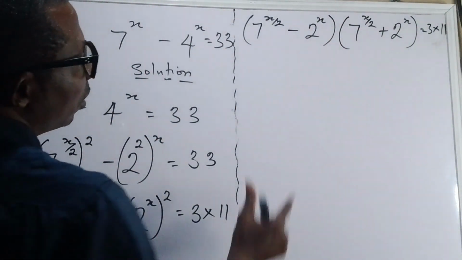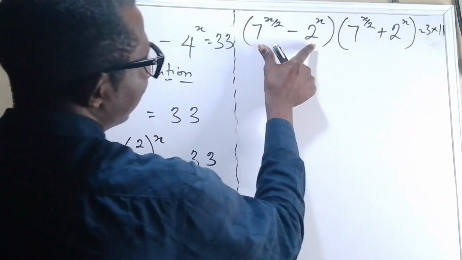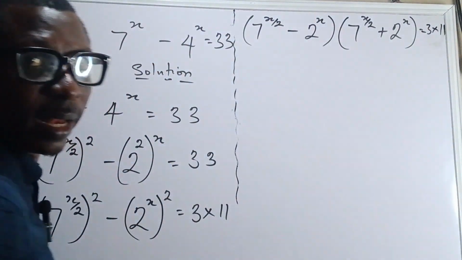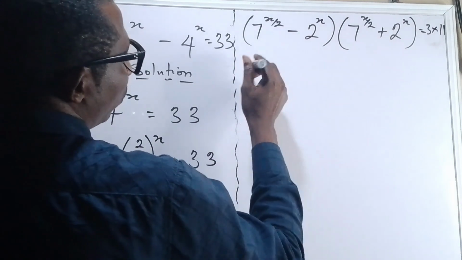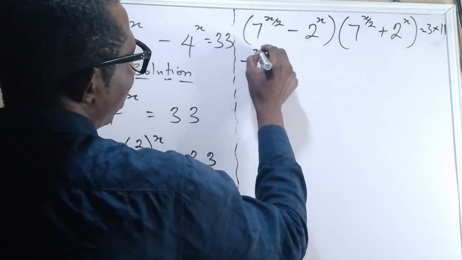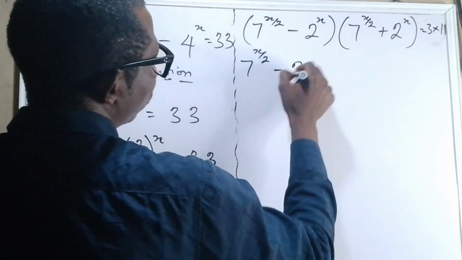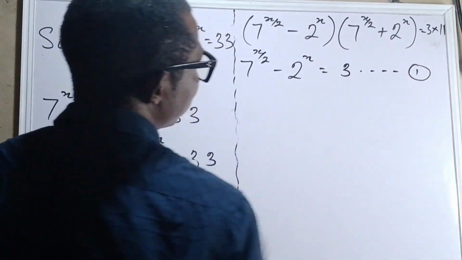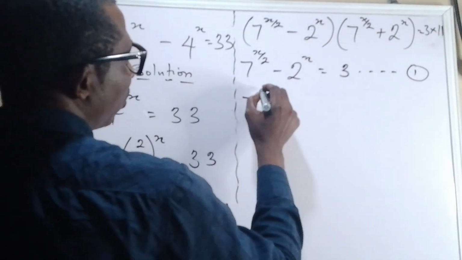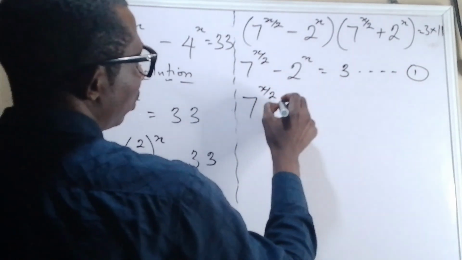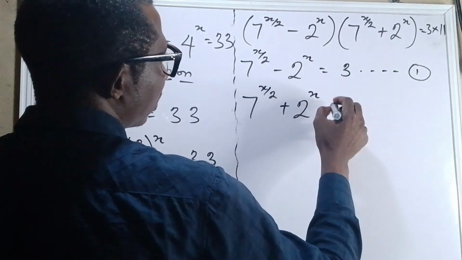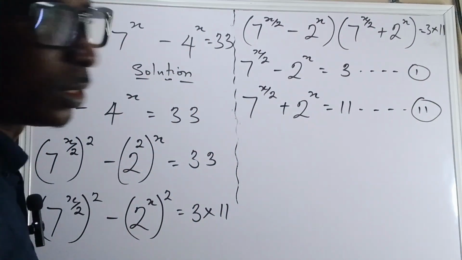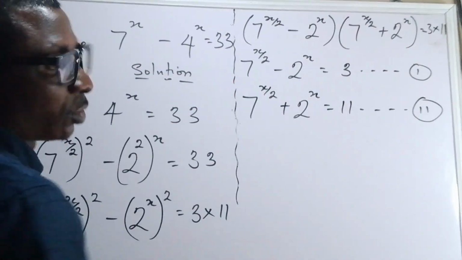So now when you look at this equation, you will see that this is equivalent to 3 and the second term here is equivalent to 11, right? So now we have 7 raised to the power of x over 2 minus 2 raised to the power of x equals 3. Call this equation 1. And 7 raised to the power of x over 2 plus 2 raised to the power of x equals 11. That is equation 2. Alright, so the next thing is to add the two equations together.